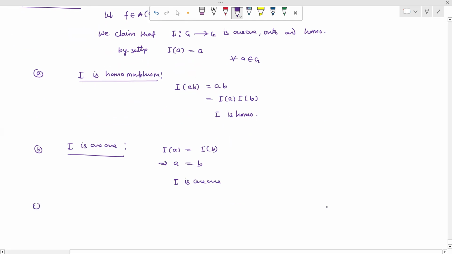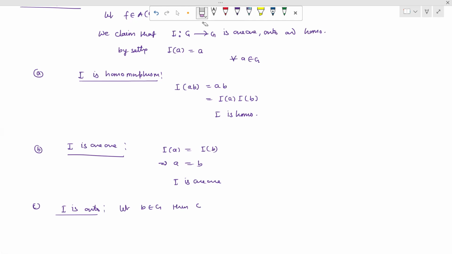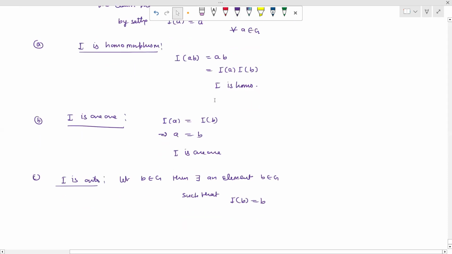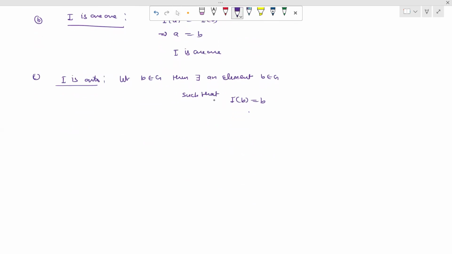Third, I is onto. For proving I is onto, we take an element of the second set G. Let B be an element of G. Then there exists an element B which also belongs to G such that I of B is equal to B, because the function is defined by I of A equal to A. So we can say that I is onto.